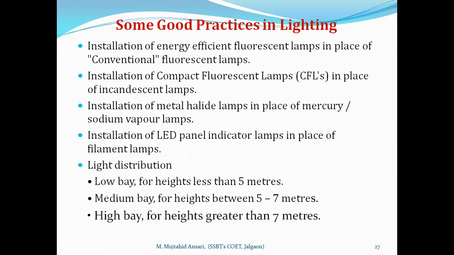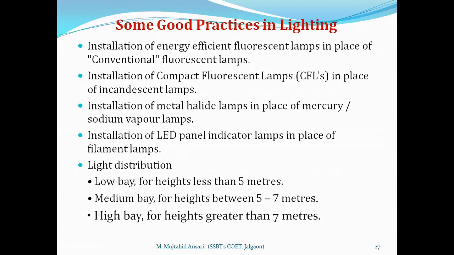Now low bay, high bay and mid bay. Low bay is used for heights less than 5 meters. So different luminaries are available. If you are going to purchase a luminary, the seller will ask which type you need: either high mast, medium bay, low bay or high bay. High bay is used in industry where the trusses are more than 7 meters from the working place or the ground. If the distance is more than 7 meters, you should go for high mast luminaries, because the reflector is designed to spread the light at a longer distance.